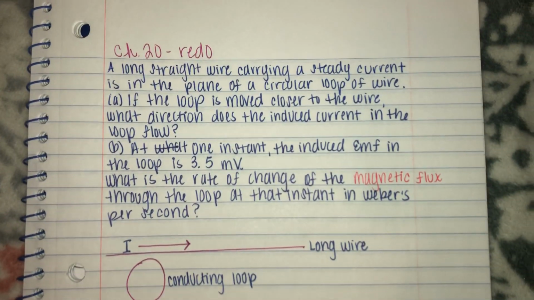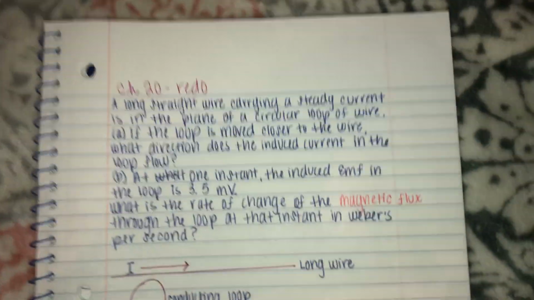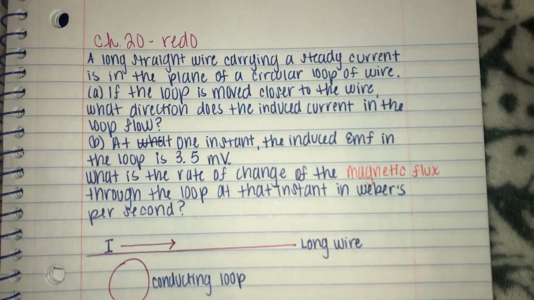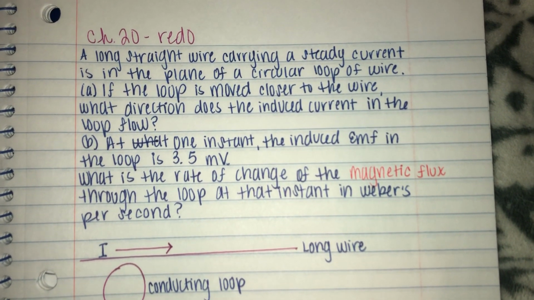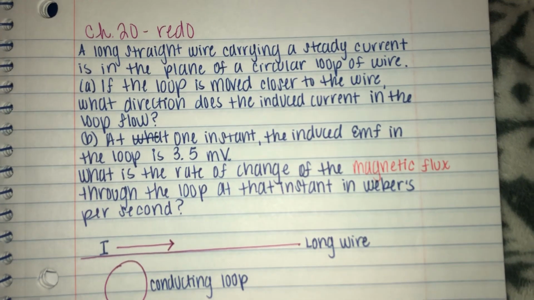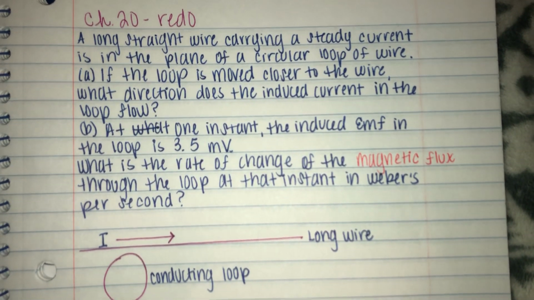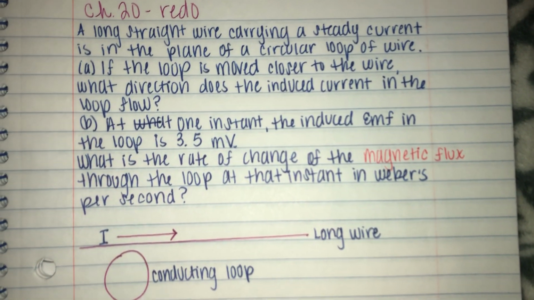This is my chapter 20 reassessment video. The question goes as follows. A long straight wire carrying a steady current is in the plane of a circular loop of wire. A. If the loop is moved closer to the wire, what direction does the induced current in the loop flow?